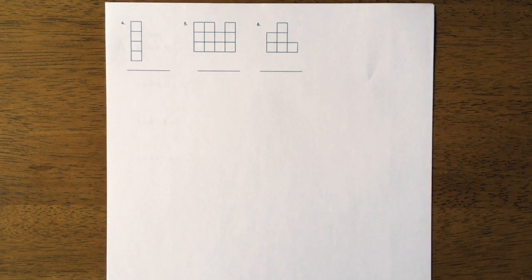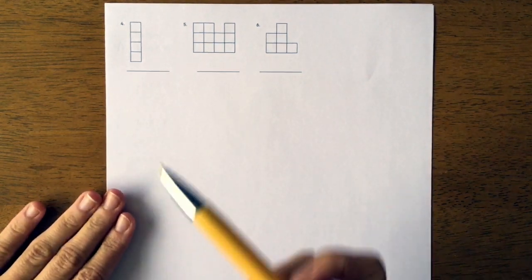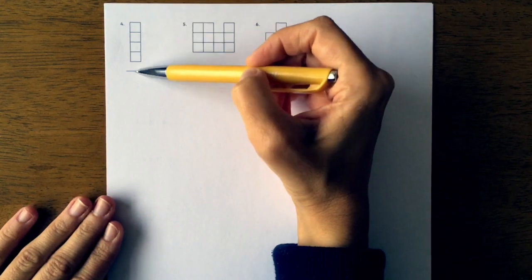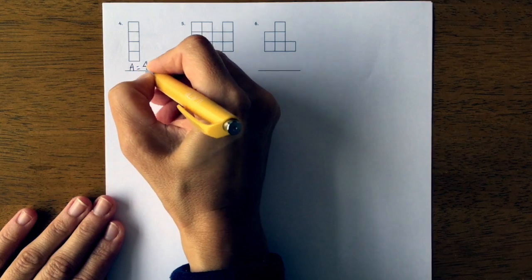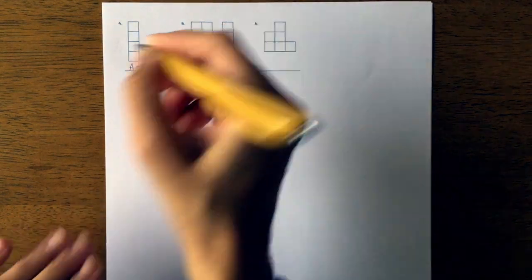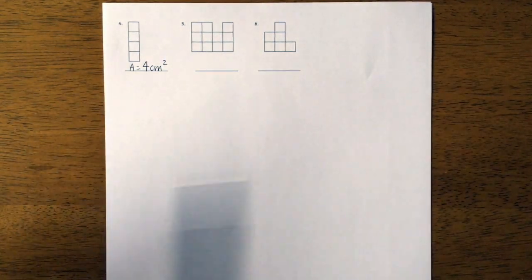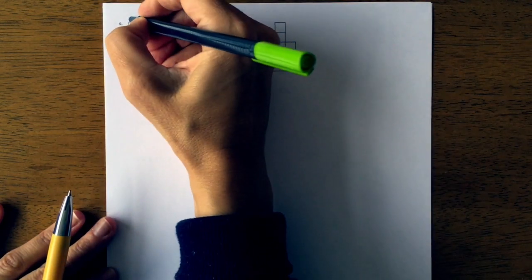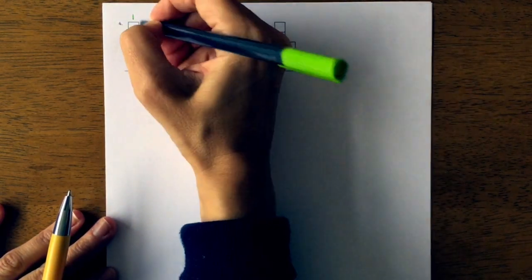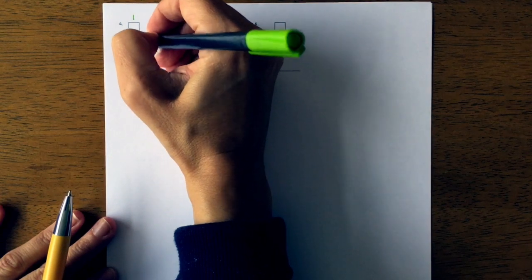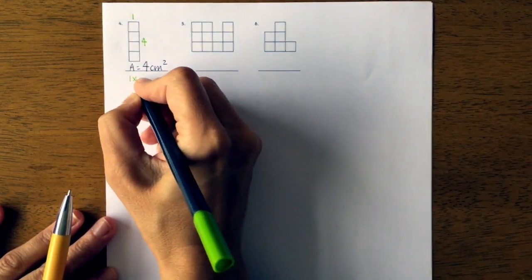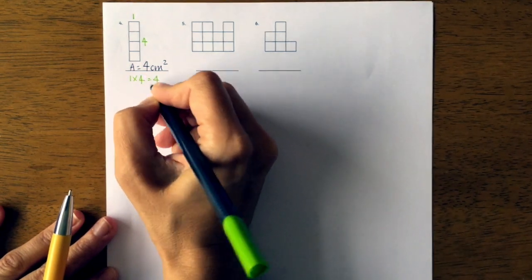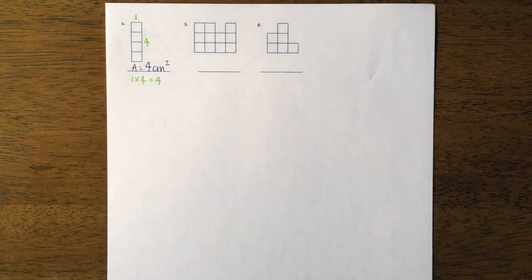So I'm going to do a recap on the first one. If we were finding the area of this rectangle, I would quite simply just count the squares. So I've got 4 centimetres squared. And what I did last time was I found the length and the width. So the length this time is just 1. This is the width. Doesn't matter which way around you do it. And then my area is the 1 times the 4, which gives me 4. So they link. Okay.